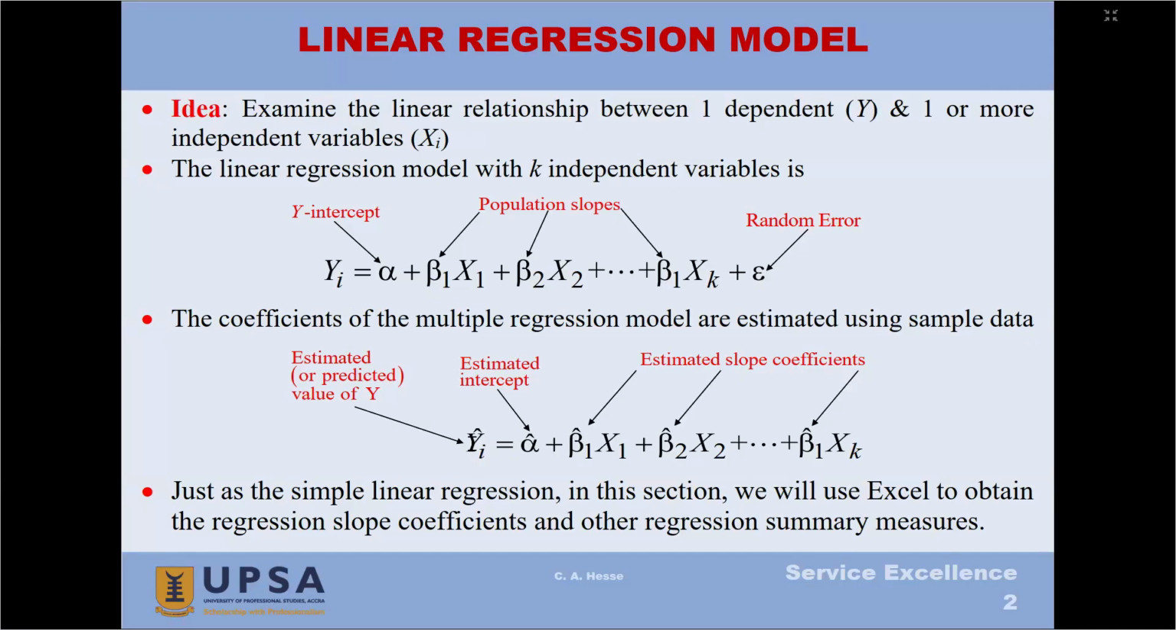So when you see a cap on top of the y, then it's an estimate. The estimated value of y is given using the estimated values of alpha, beta 1, up to beta k. This one is beta k cap. So when you say a cap, it means an estimate of the actual value, which is not known. So that is the linear regression model.